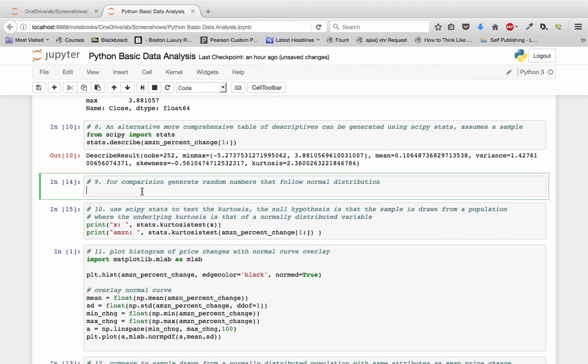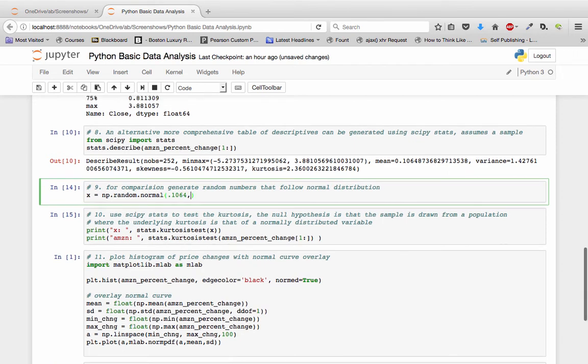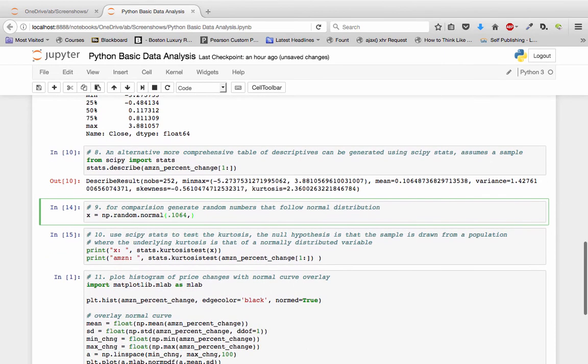For comparison, I am going to generate some random numbers that do come from a normally distributed population, using the mean and standard deviation of the Amazon percent change so we can directly compare these two things. I'm going to call my variable x and draw a sample using NumPy random normal. The mean is going to be pretty close to the mean; I'm not overly concerned about how close I am. So 1.0644, four decimals, is pretty good. I got the standard deviation up here, 1.1948.